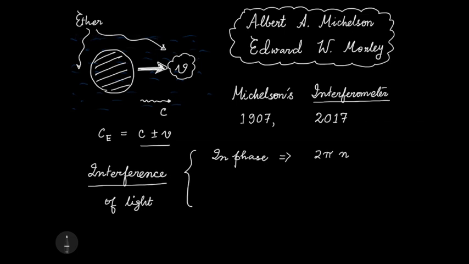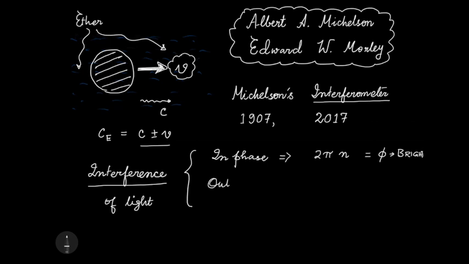So the phase difference phi is an integral multiple of 2 pi. That I call in phase. I get bright fringes then. We get constructive interference, which gives us bright fringes.